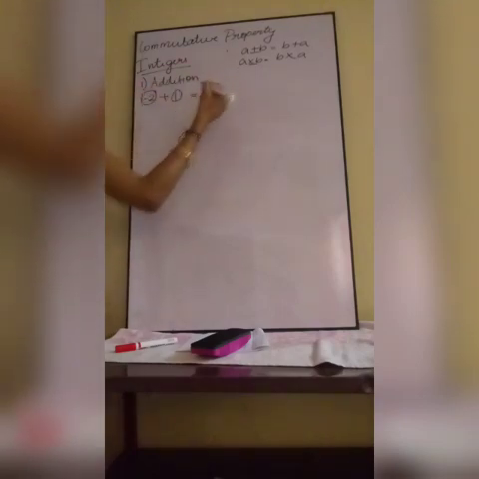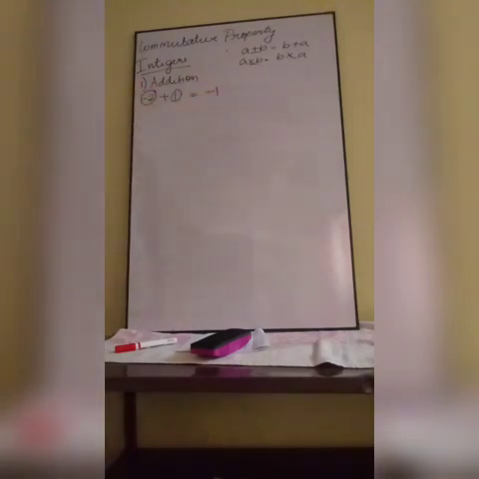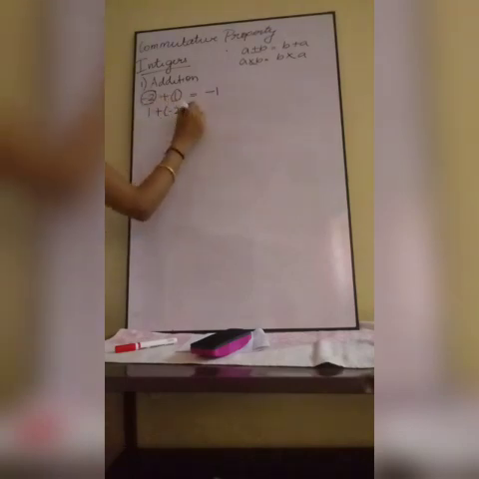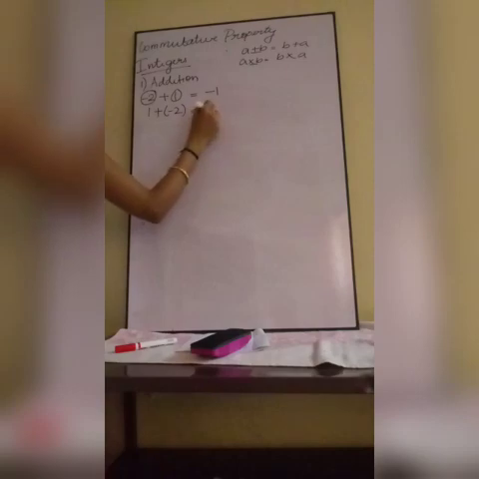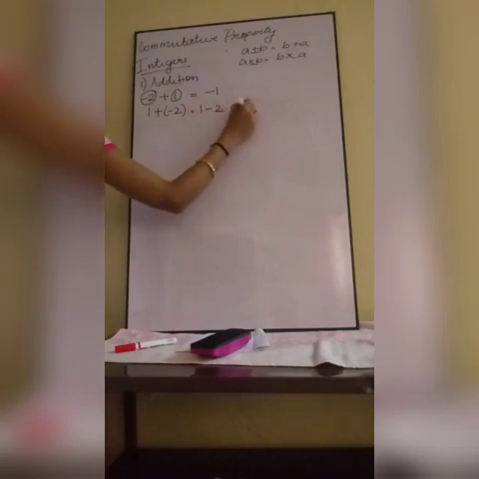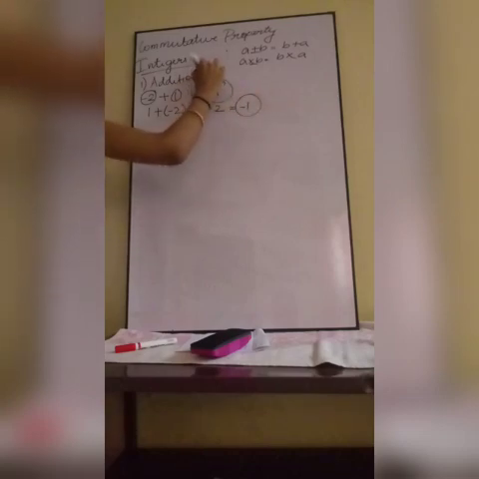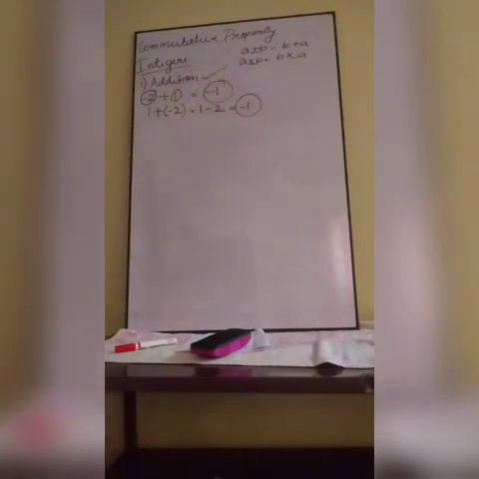Minus 1. Yesterday we dealt with the same thing, so please go through these operations in your mind. Next, 1 plus minus 2. That is a plus b, b plus a. Plus into minus is minus, so 1 minus 2 is minus 1. Both answers are the same. So integers are commutative under addition.